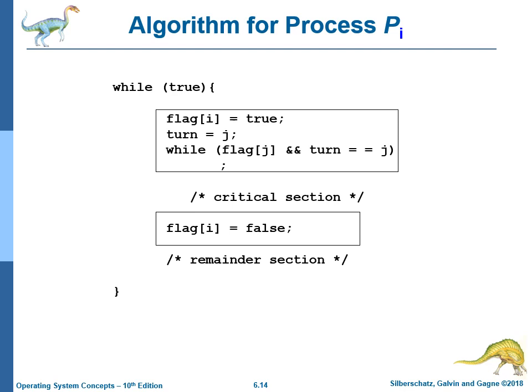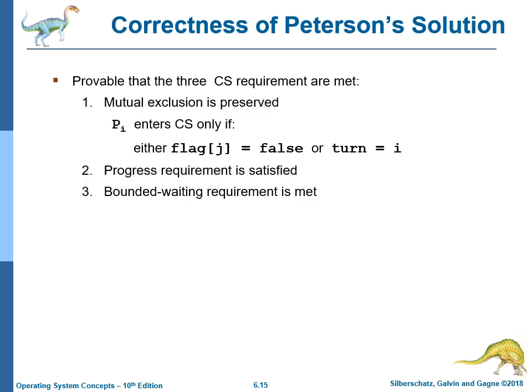This asserts that if the other process wishes to enter the critical section, it can do so. If both processes try to enter at the same time, turn will be set to both i and j at roughly the same time. Only one of these assignments will last, as the other will be overwritten immediately. So the eventual value of turn determines which of the two processes is allowed to enter its critical section first. Now we can prove that this solution is correct.